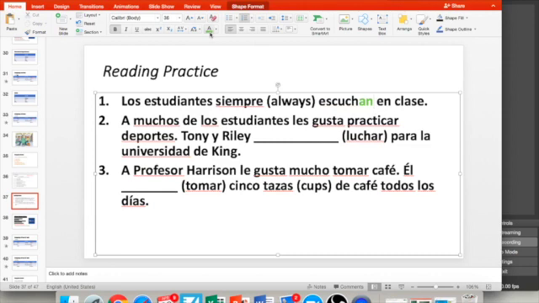Okay, I'd like for you guys to try numbers 2 and 3. So take a moment, pause the audio, and unpause it whenever you're ready.